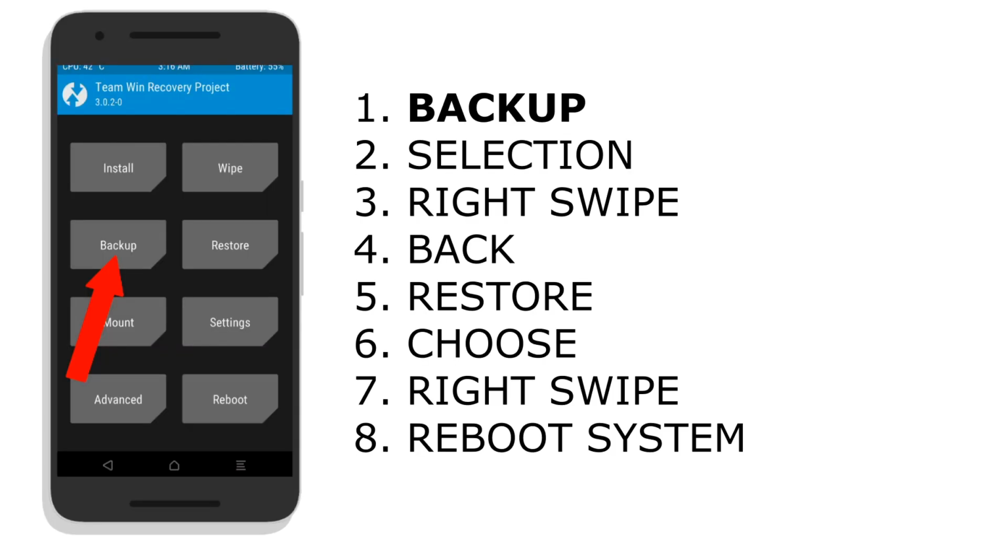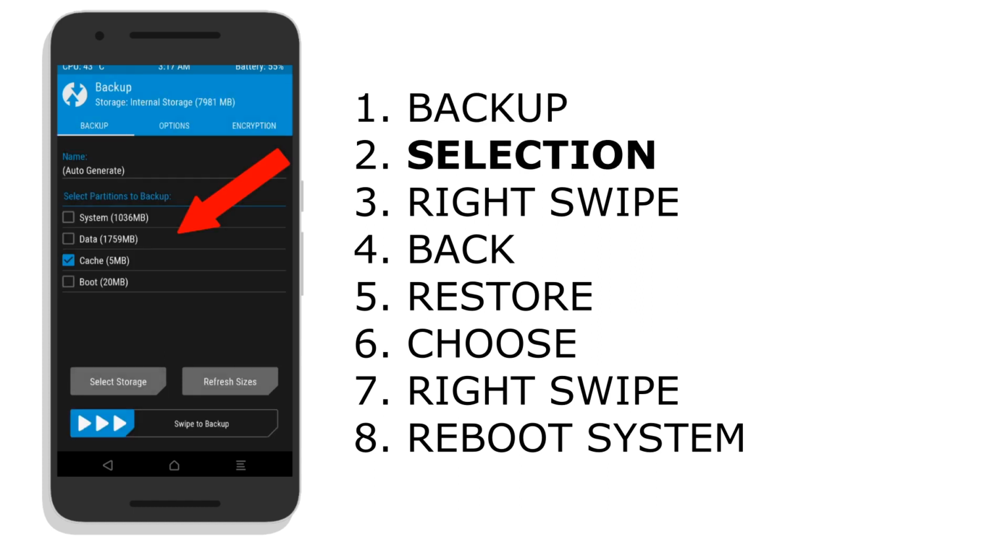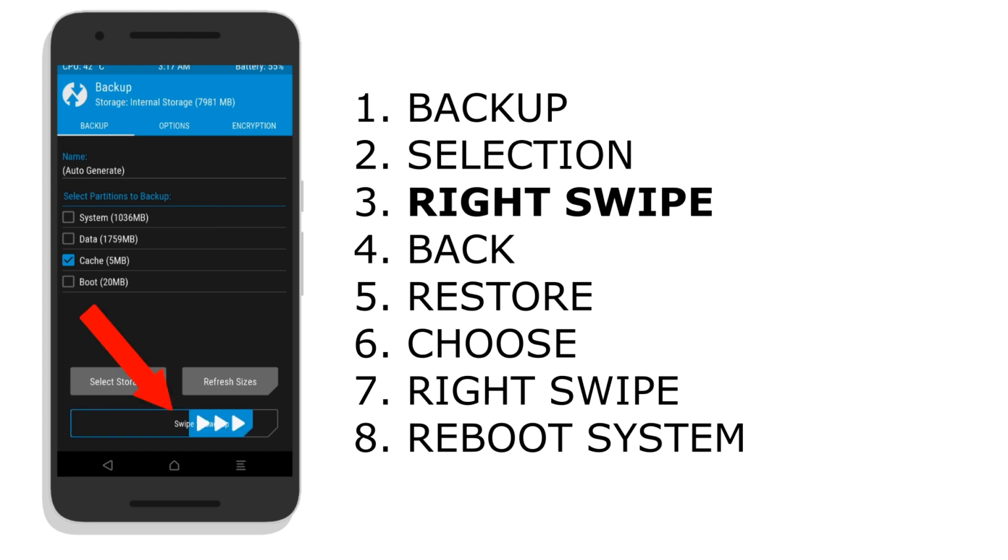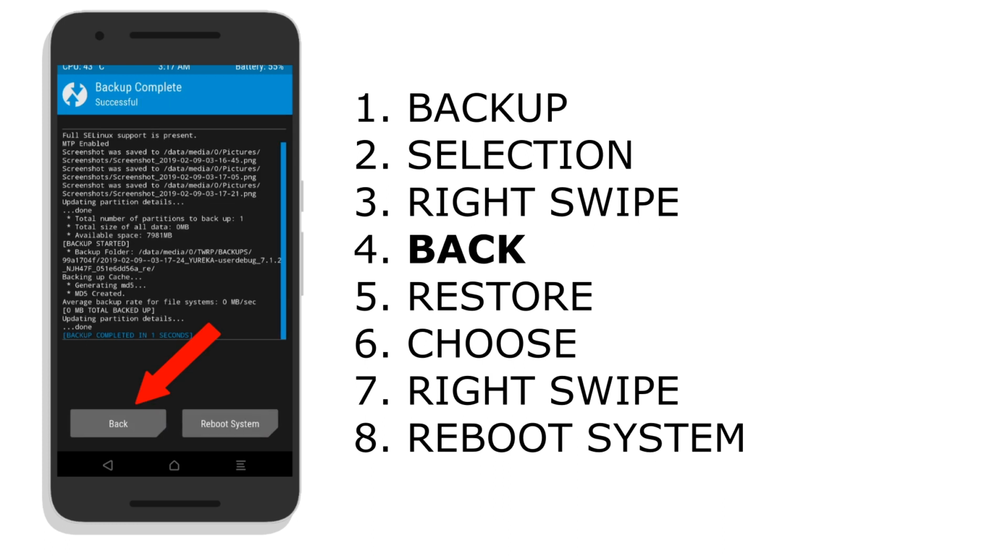Okay, once you are successfully booted into recovery mode on your Android device, click Backup. Now tick the fields which you want to take a backup of. After that, swipe right to proceed. Wait for a few minutes. Once done, you are good to restore it anytime.